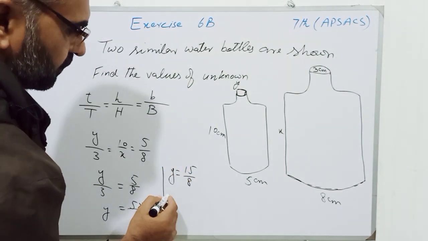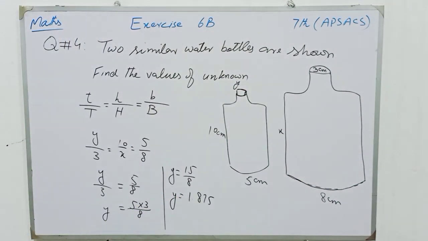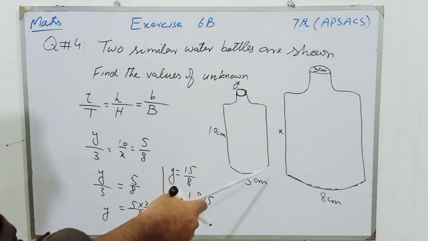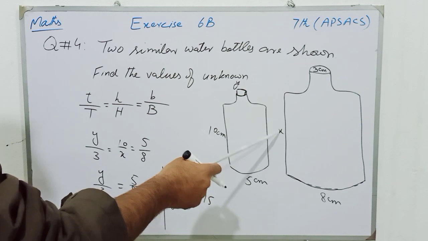Divide 15 by 8 and we will have, so students, the value of y will become 1.875, and as we have already found that the value of x was 16. So in this way we will find the values of unknown x and y.